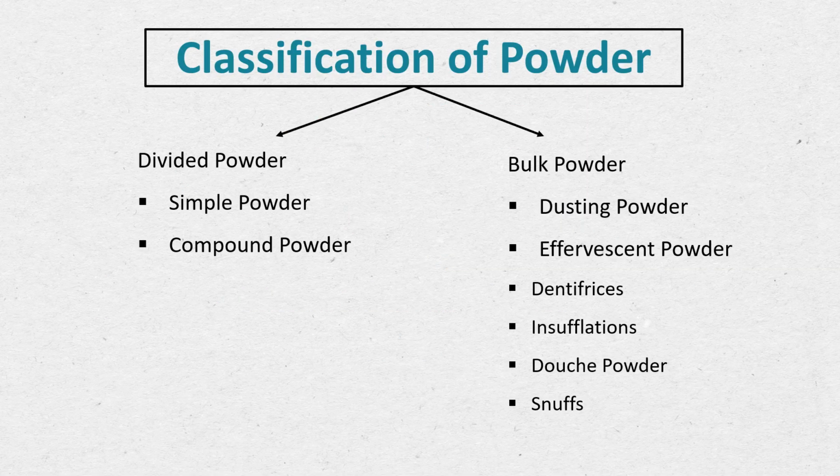So first is classification of powder, in which we have completed the divided powder, in which we have covered simple powder and compound powder. Now we'll discuss the bulk powder, which includes dusting powder, effervescent powder, dentifrices, insufflation, douche powders and snuff. So let's start.